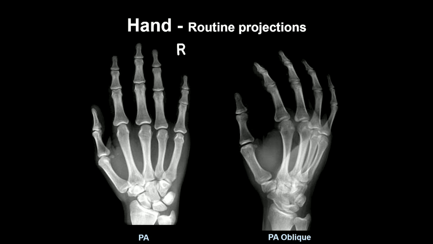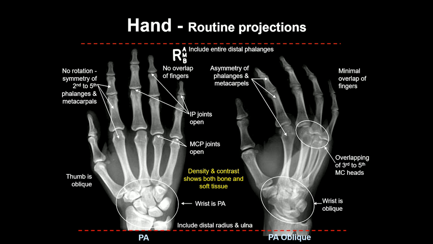Now moving on to the hand, and here we have a PA and an oblique view. For the PA view, the hand needs to be nice and flat, so you don't want any rotation. The joint spaces should be open, your MCP and interphalangeal joints, and normally the thumb will be in an oblique position and the wrist is in a PA position.